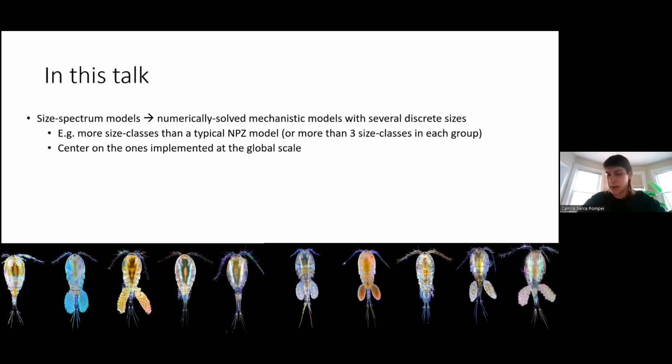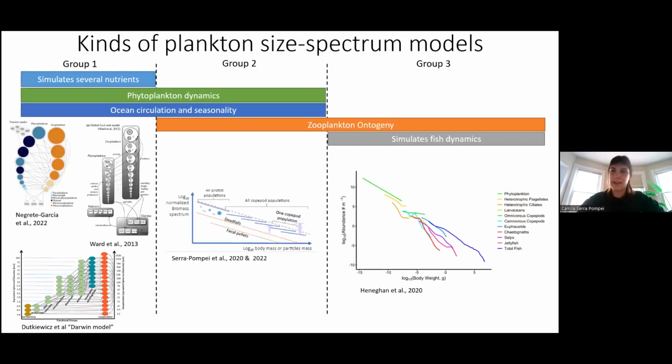So when I was thinking about plankton size spectrum models at the global scale, I thought I could divide them into 3 groups right now. The first group is where most plankton models fall. What they have in common is that they have several nutrients, so we could call them global biogeochemical models. They simulate phytoplankton and zooplankton dynamics, they have ocean circulation implemented, and they have seasonality. In these models, zooplankton are simulated just like phytoplankton, like box models with many boxes, and some of them also include functional types.